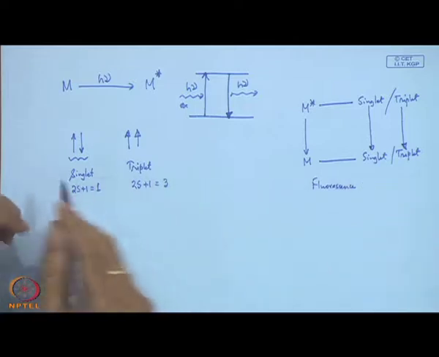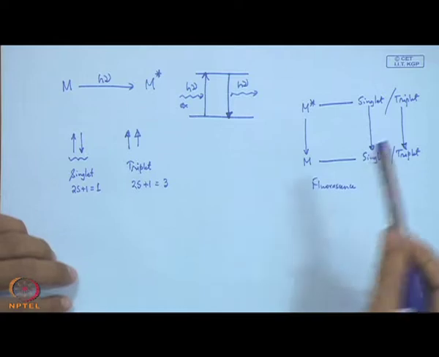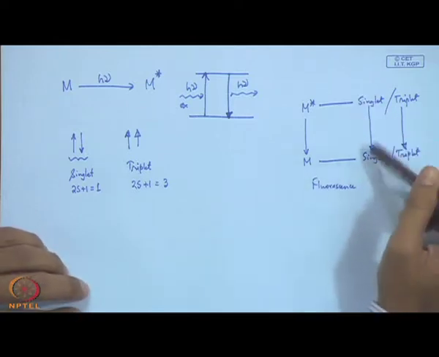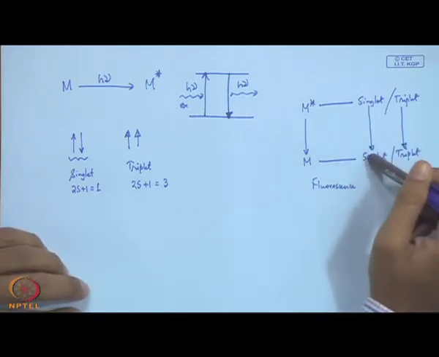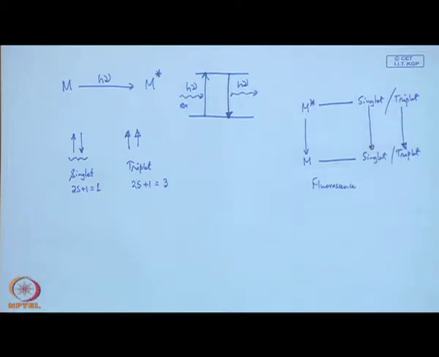So, why a specific type? I guess now it is clear that when the initial spin state and the final spin state are identical, singlet to singlet or triplet to triplet, then it is called fluorescence. And it is an allowed transition, because spin multiplicity, spin state conservation is there. That is why it is a spin allowed process.